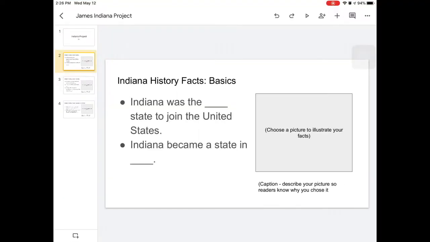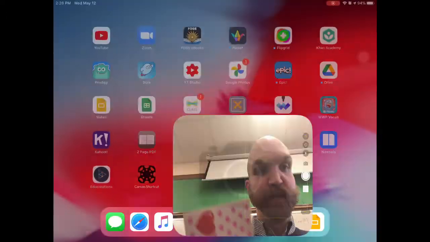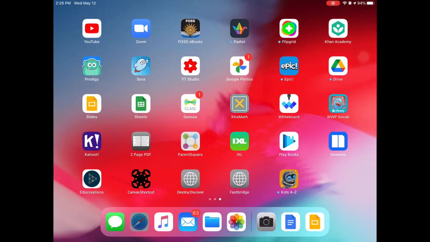And the second question I need to find the answer to is, Indiana became a state in, so I'm going to write down for myself, when state, or state date. Okay, it doesn't have to be a lot of information, just enough for me to be able to tell, this is what I need. I need to find the date. Okay, now watch me do the next step.